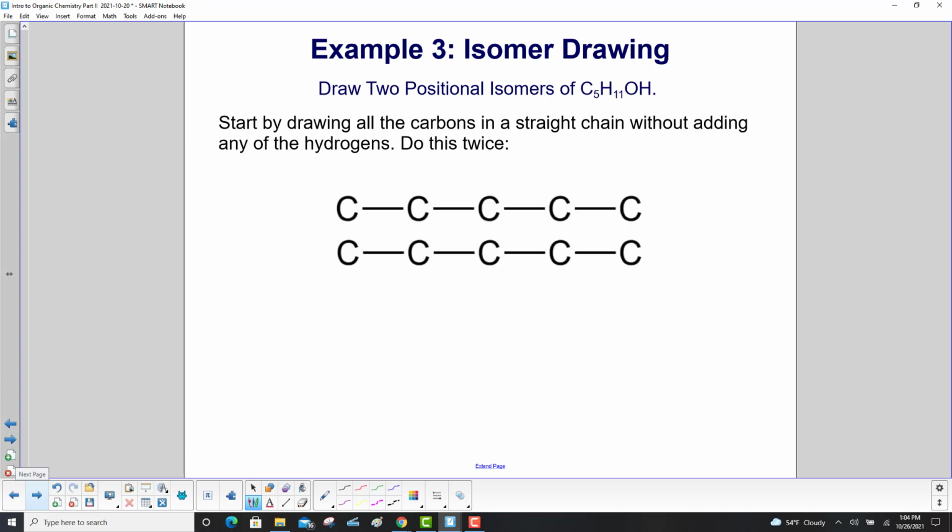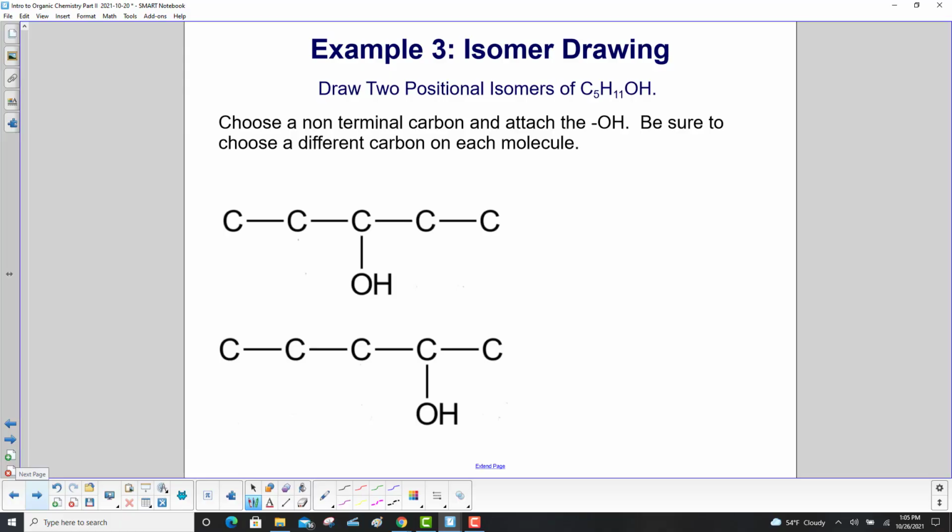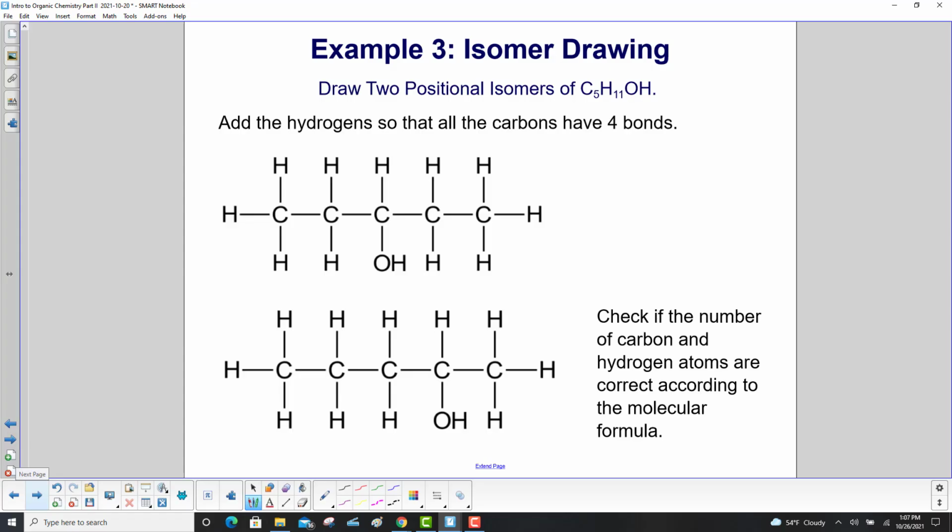Example 3. Draw 2 positional isomers of C5H11OH. Start by drawing all the carbons in a straight chain without adding any of the hydrogens. Do this twice. So we have 2 chains of 5 carbons each. Choose a non-terminal carbon, so don't choose this guy or this guy, and attach the OH. Be sure to choose a different carbon on each molecule. So this is on the second one here after we crossed out the terminal one, and this is on the third, so we're good. Add the hydrogen so that all the carbons have 4 bonds.